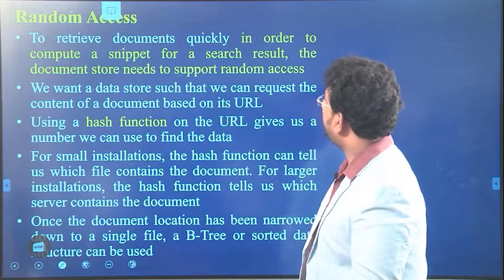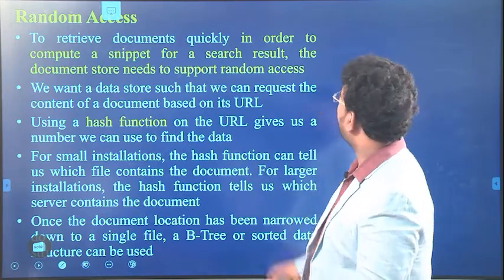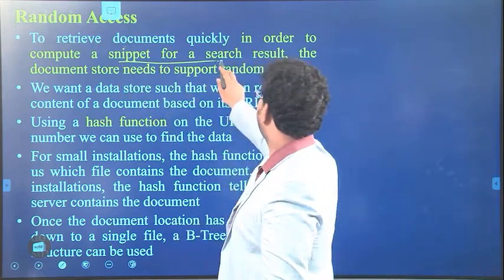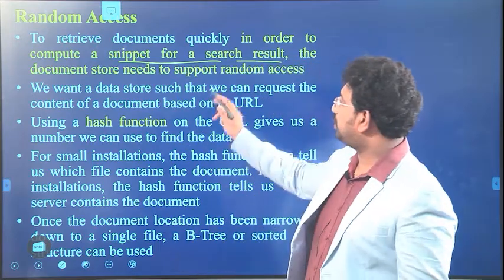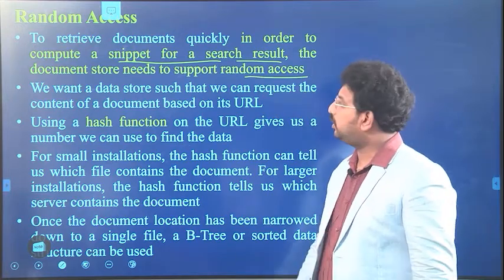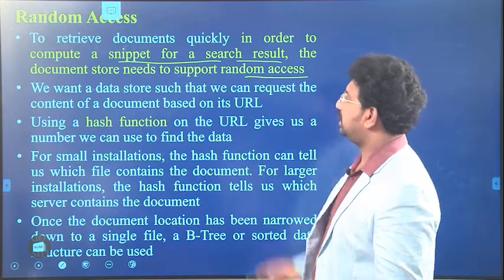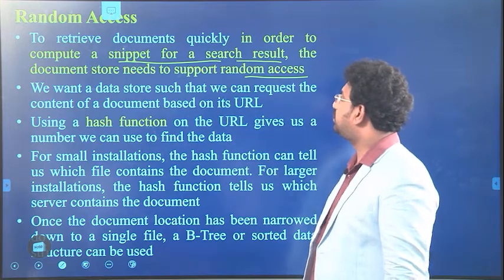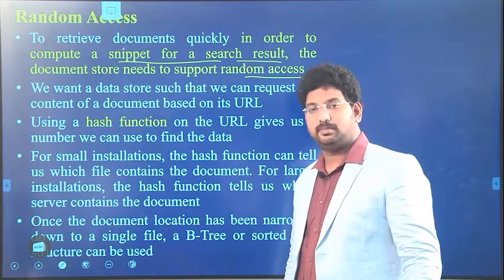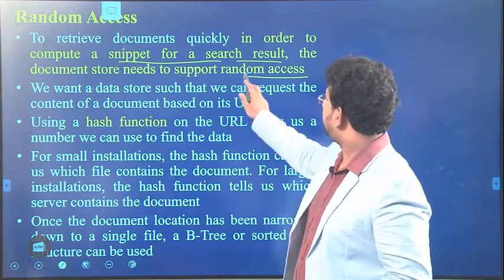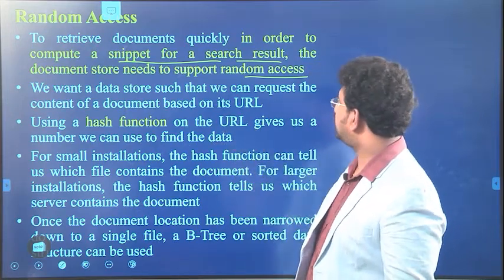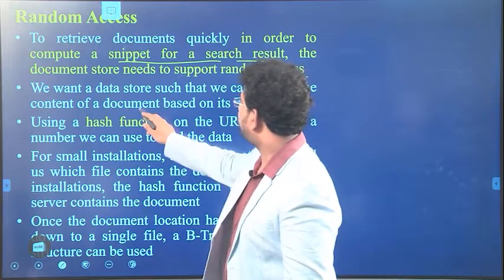If you want to retrieve documents quickly, in order to compute a snippet for the search result, the document store needs to support random access. So in order to generate the snippet for a search result, the document data store needs to support random access. As I already explained about the snippet and its generation, that must require what? Random access.